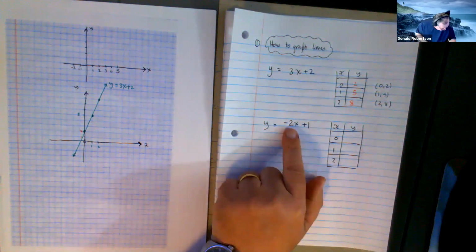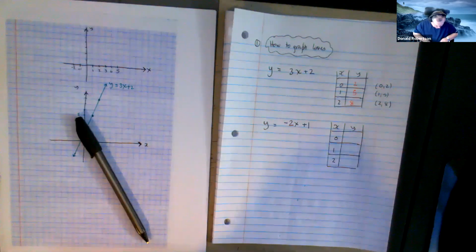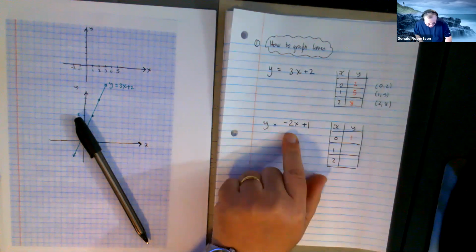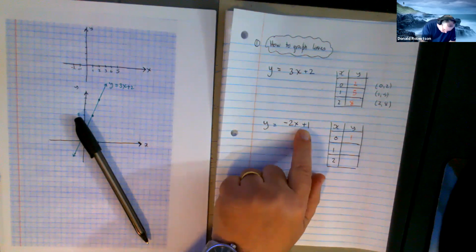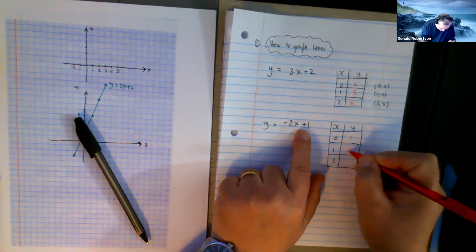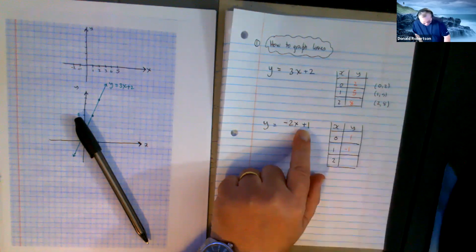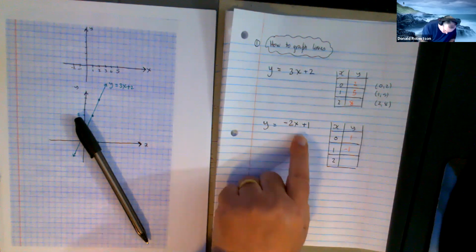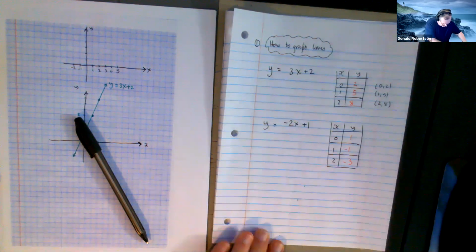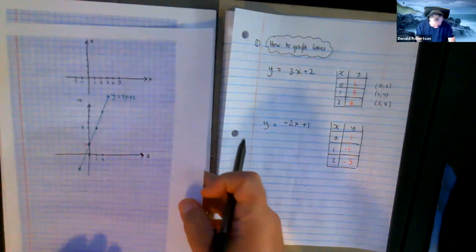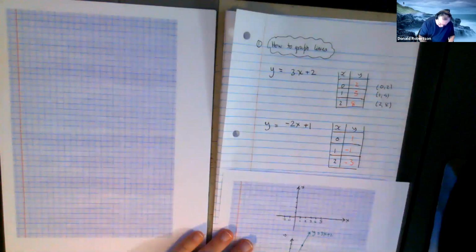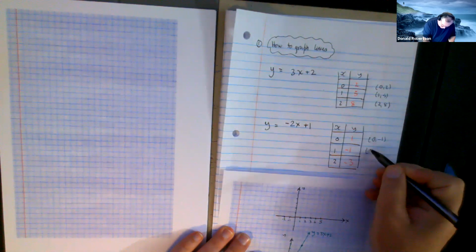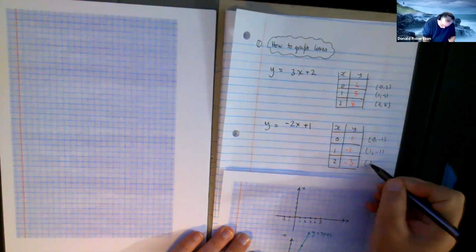And if you plug in 0, you get -2 times nothing is still nothing, and then you add 1. Then -2 times 1 is -2, and you add 1. Okay, something's not right there. Good. You get -1. And 2 lots of -2 is -4, but then you add 1, and you get that. So I've got my guy. And the first one is 0, -1. The second one is 1, -1. And my third one is 2, -3.